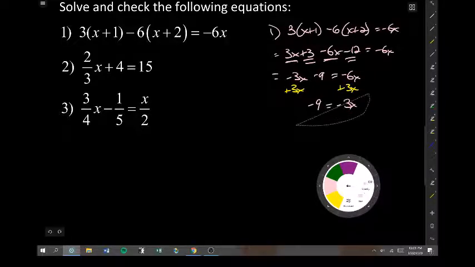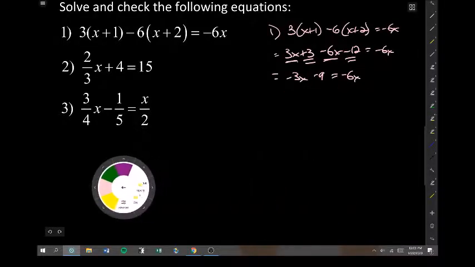Here's what I mean. Suppose I'd been at this point right here, and I thought, okay, I want to move the negative 6x, so I add 6x to both sides. You can do that. That's no problem, as long as you do the same thing to both sides of the equation. Do whatever you want.